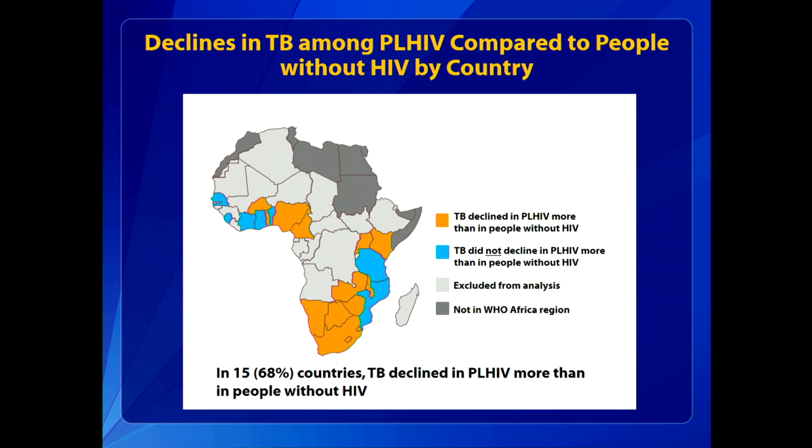But we did not see this pattern in TB notification rates across all countries, as shown by this map summarizing declines in TB rates among people living with HIV compared to people without HIV by country. 15 countries, represented in gold on this map, show that TB notification rates declined more among people living with HIV than people without HIV. However, in nearly a third of the countries, shown in blue and mostly in West Africa, TB did not decline more among people living with HIV than people without HIV.